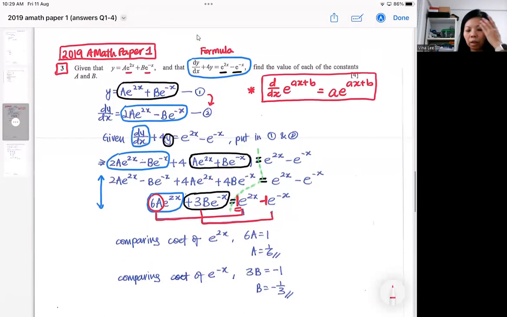If, let's say, you are not aware that you actually can do a comparison, then you wouldn't know how to find it. Okay, so it's actually a very simple question. Just differentiate correctly, and the differentiation is not difficult. And then you just simplify it to compare both sides.